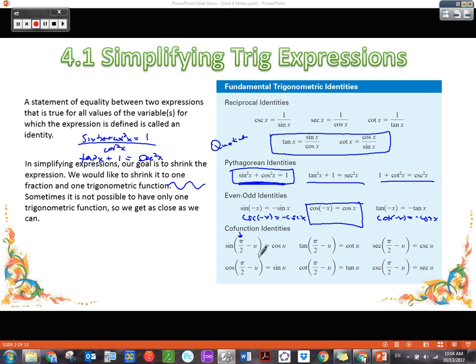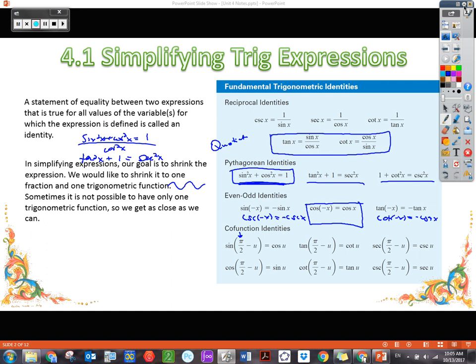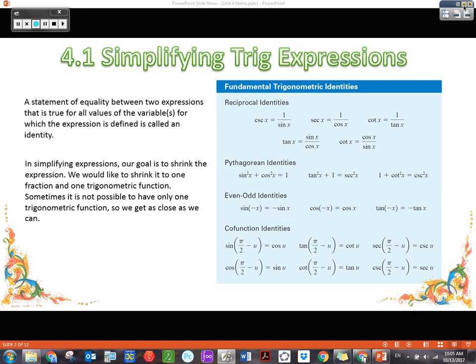Today's lesson on simplifying trig expressions, to be honest, I really think this lesson is more difficult than actual proofs. The reason is, with proofs, at least you know where you're going. You have the side of the equation that you're trying to get to, and you know what your goal is. When we're simplifying, the goal is kind of nebulous, so I tried to write it down for us as best I could. When we simplify, our goal is to make the expression smaller.